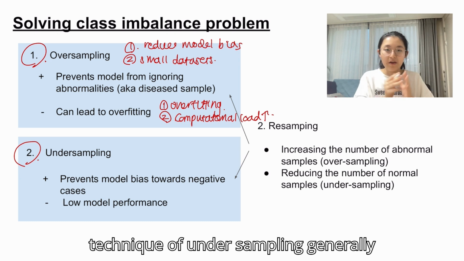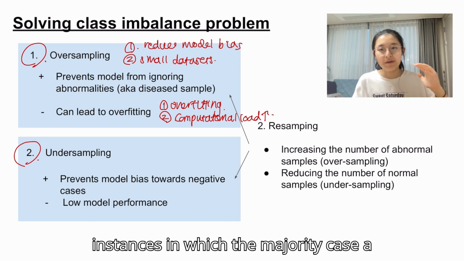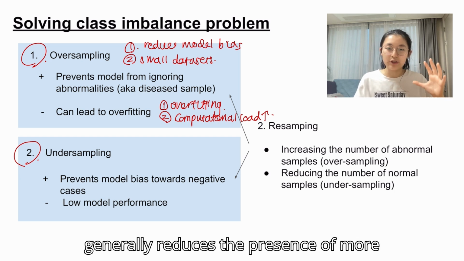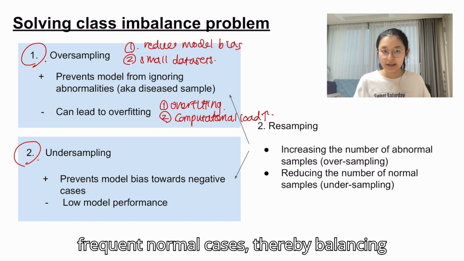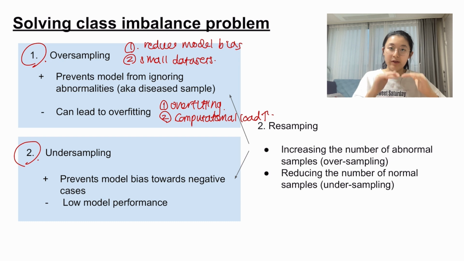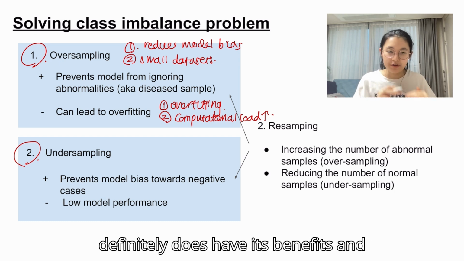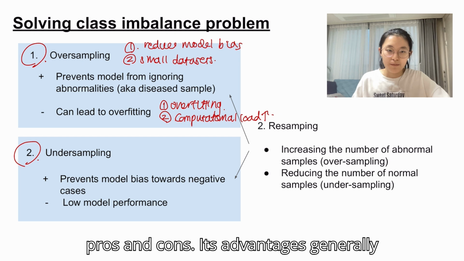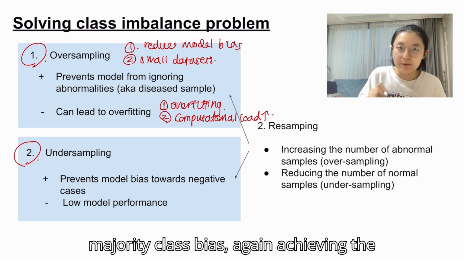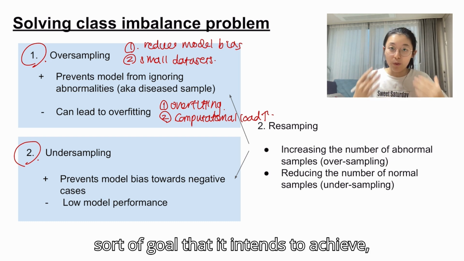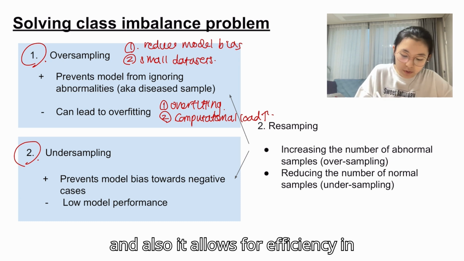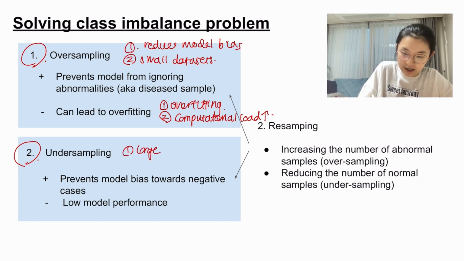The technique of undersampling involves decreasing the number of instances of the majority class. This method reduces the presence of the more frequent normal cases, thereby balancing the data set and bringing the numbers closer to an equal number. The technique of undersampling does have its pros and cons. Its advantages include the fact that it can mitigate majority class bias, achieving the same goal as oversampling, and it also allows for efficiency in large data sets.